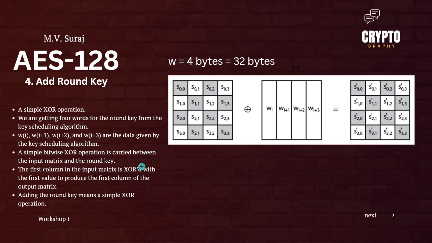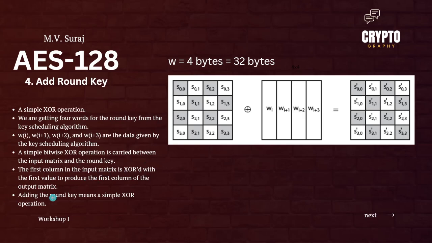The first column in the input matrix is XORed with the first word to produce the first column of the output matrix. So you will get these values, S0, S1, S2 and S3, and you will perform an XOR with the W0 column to get S0', S1', S2', S3'. Then you will take column 2 and perform an XOR with column 2 of the word matrix to get the second column of the output, and you will do the same for column 3 with column 3 of the round key, the word matrix, to get the third column of the output matrix.